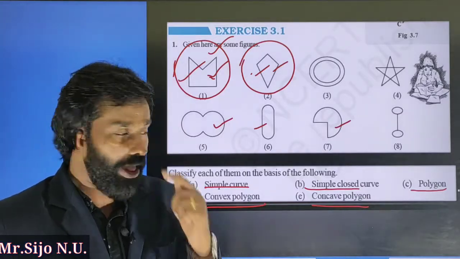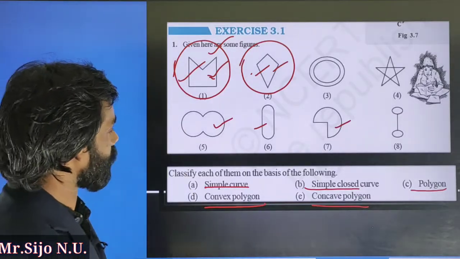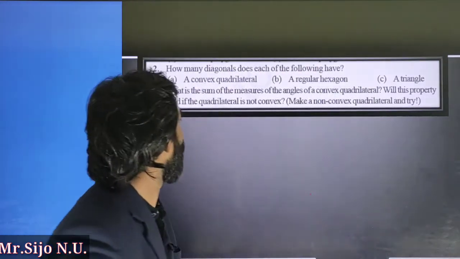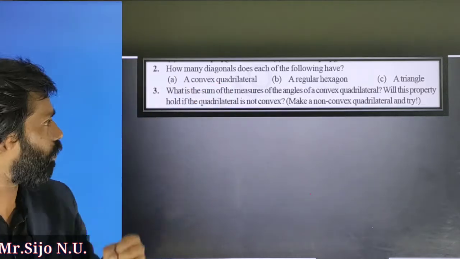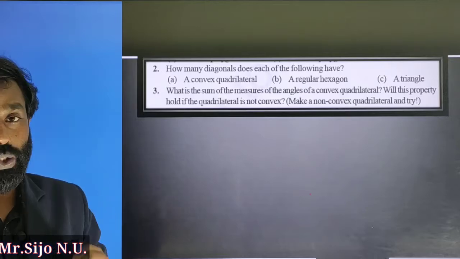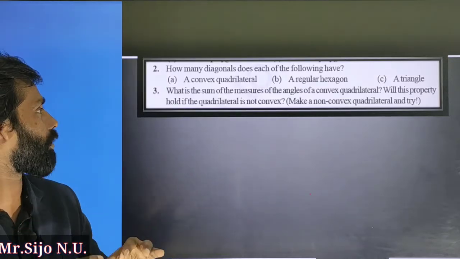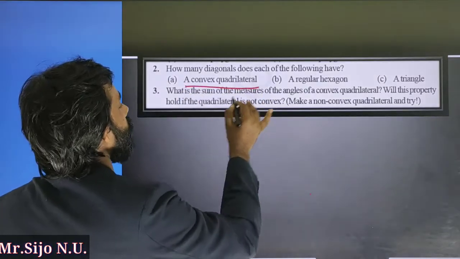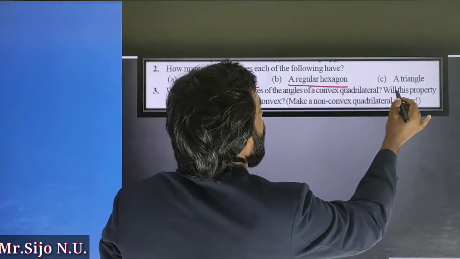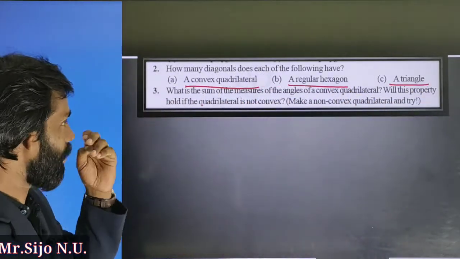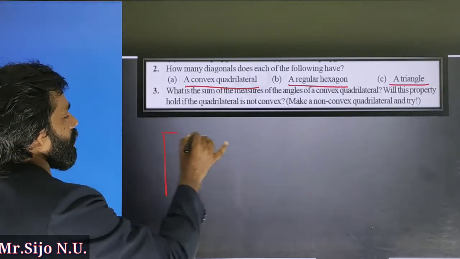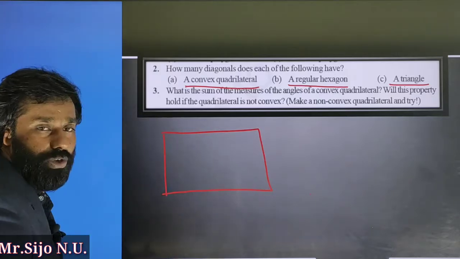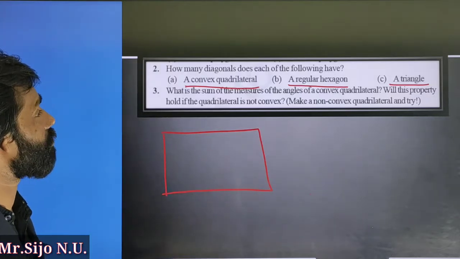Hope you understood. Now let us move to the next question. The question is, how many diagonals does each of the following have? So we have to draw a polygon. The first is a convex quadrilateral, the second a regular hexagon, and the third a triangle. For a convex quadrilateral, convex is very simple. Here we can draw a square or rectangle. So how many diagonals does it have?